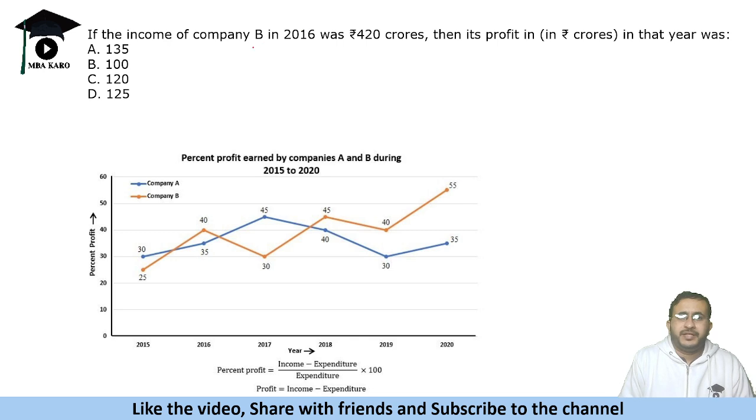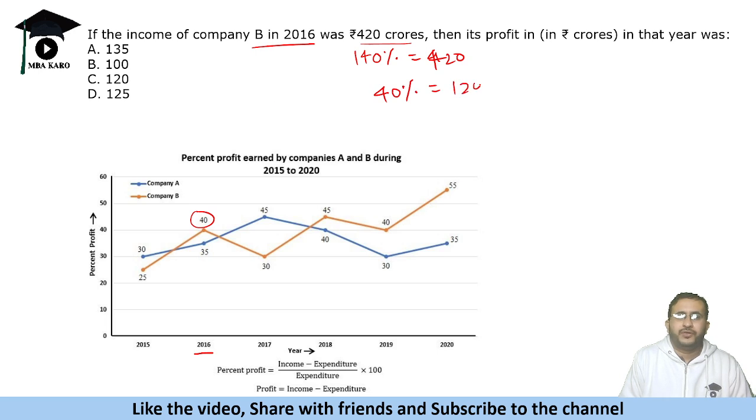The income of company B in 2016 was 420 crores, then its profit in that year was? So income is 420 crores, B in 2016. So we'll look at the graph carefully. 2016, B is the 140 percent, so 400, 140% is 420. That means 40% is the profit. 40% will be 120 crores.